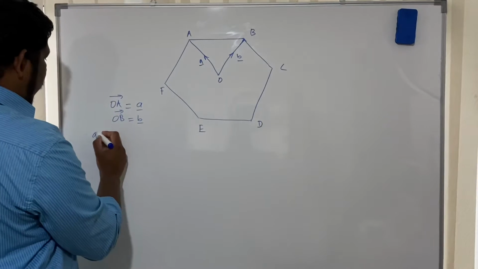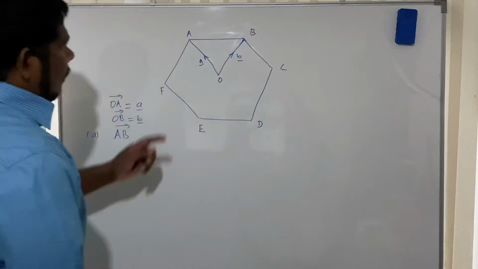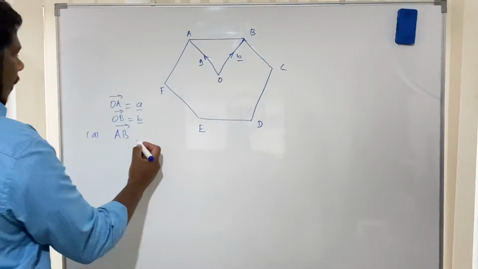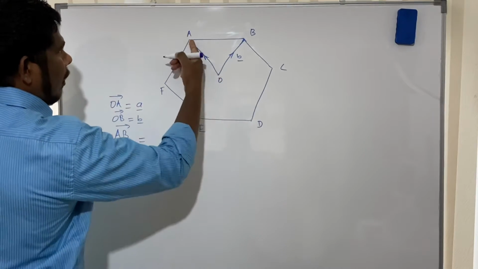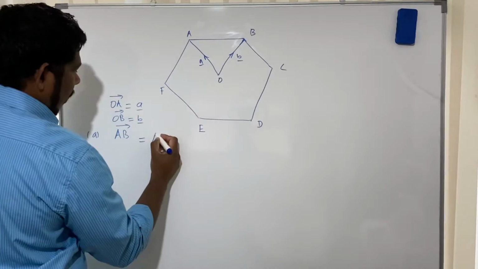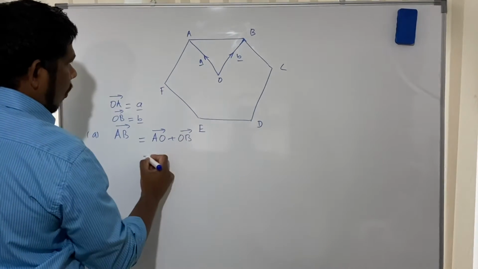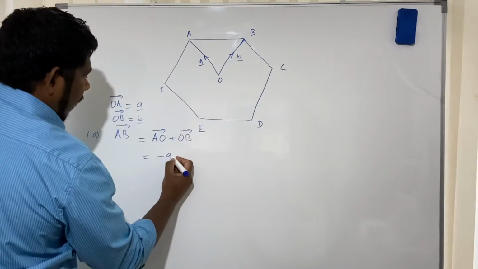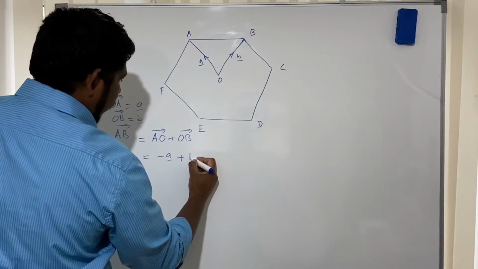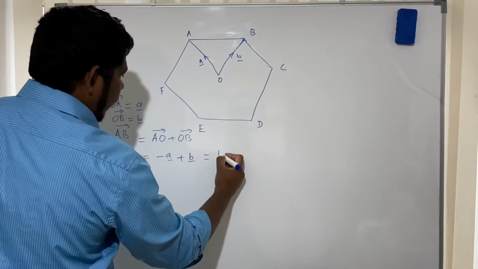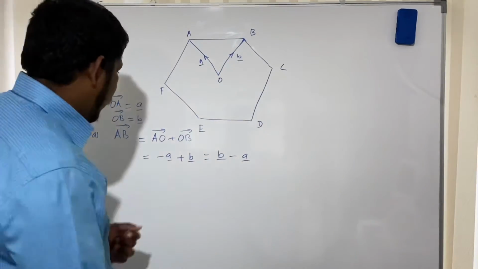The first part of the question is to find the vector AB. How are we going to find AB? First we need to go A to O, then O to B. So AO plus OB. AO is negative vector a because it's the opposite way, and OB is a positive vector b. So I can just write: vector b minus vector a. This is the vector AB.